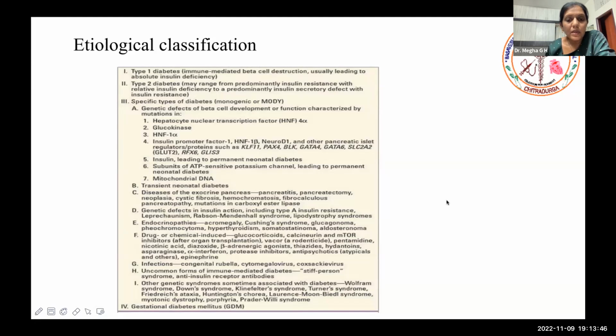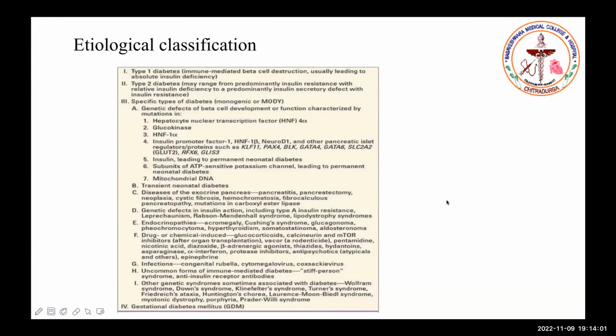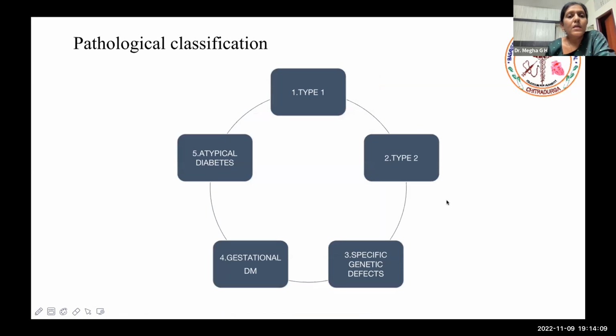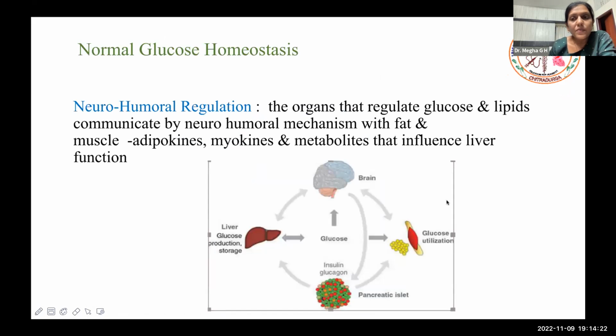Generalized infections like congenital rubella, cytomegalovirus, and Coxsackie viruses can also lead on to this disease. And some of the immune-mediated diabetes, like stiff person syndrome or anti-insulin receptor syndrome, can lead to diabetes formation. Other genetic syndromes are also associated with diabetes, like Wolfram, Down syndrome, Klinefelter, Turner's, etc. The fourth is gestational diabetes mellitus. So coming to the pathological classification, there are 5 types: type 1, type 2, specific genetic types, gestational diabetes, and atypical diabetes.